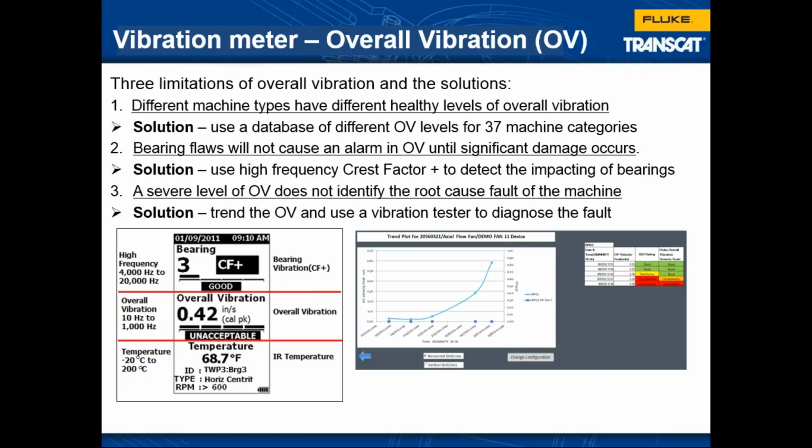But we also have to take a separate reading, which is our bearing frequency, which is higher frequency, to identify bearings. And then the last problem that we run into with overall vibration is that it doesn't identify the fault. It simply tells us if the machine is good or bad. So the solution there is this meter actually is a way to signal to say it's time for further testing. So then you have to go use a vibration tester to find out what the fault is.